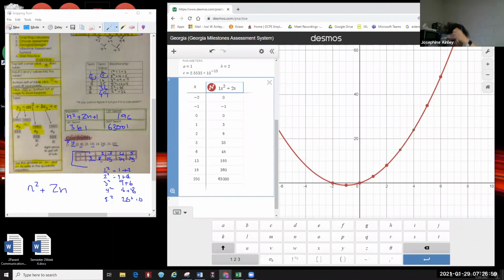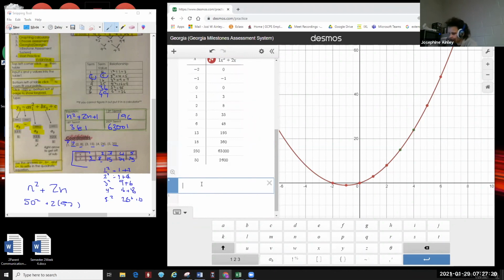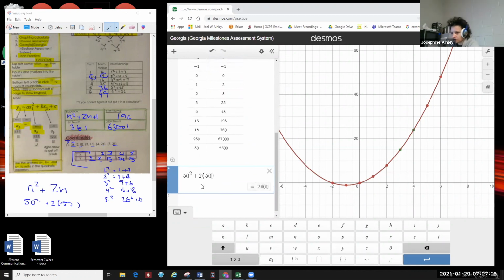And if I have to find, again, let's say the 50th term, you punch it in here, 50, and you get 2,600. Or you can put it in here. So where n is 50, 50 squared plus 2 times 50. You can stick that into the calculator real quick. And you can see you get the same number, 2,600. So if you can't figure out that pattern, you could always input it into the calculator, guys. And that's it. So let's practice.